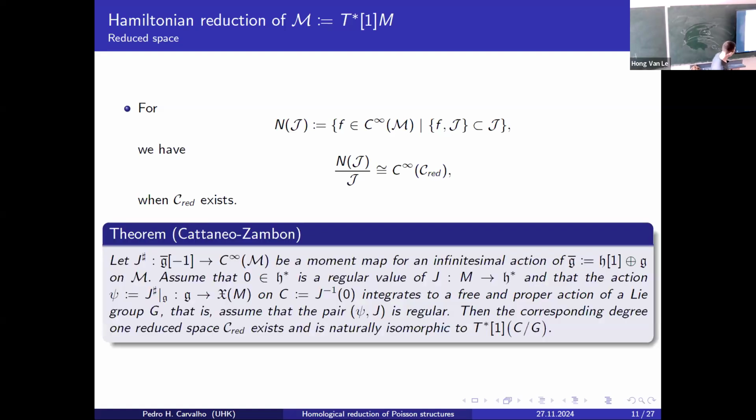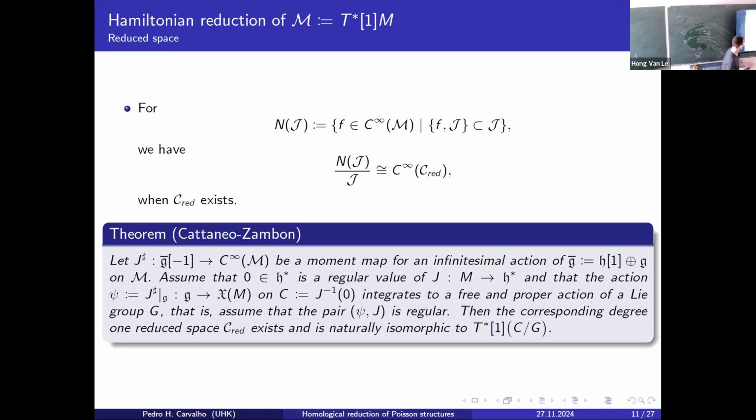One theorem that appears in this paper by Cattaneo-Zambon is this degree 1 version of the Marsden-Weinstein theorem. It's a theorem about the reduction of multivector fields in a certain sense. So you have this moment map for the infinitesimal action, and you have some regularity condition here. Let's assume that 0 is a regular value of this moment map and the action integrates to a free and proper action. But this is just so that you have some leaf space, right? The conditions are just for this submanifold to be an embedded submanifold, so that you can take the quotient of the submanifold by this distribution.